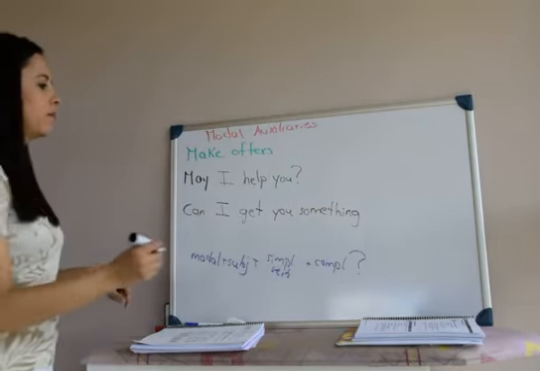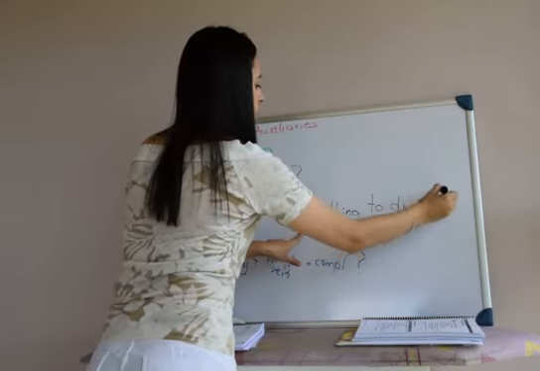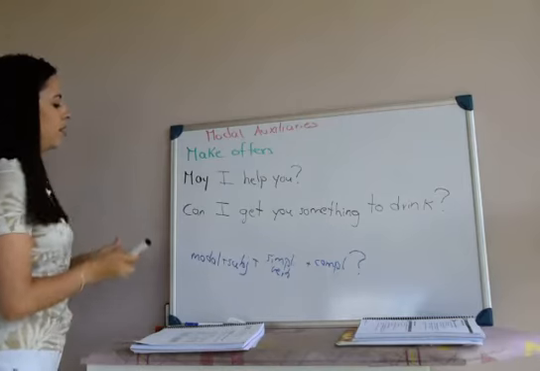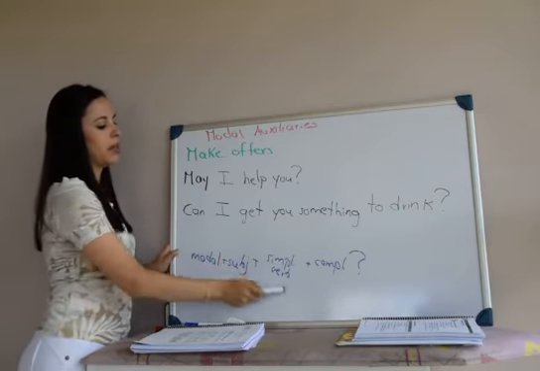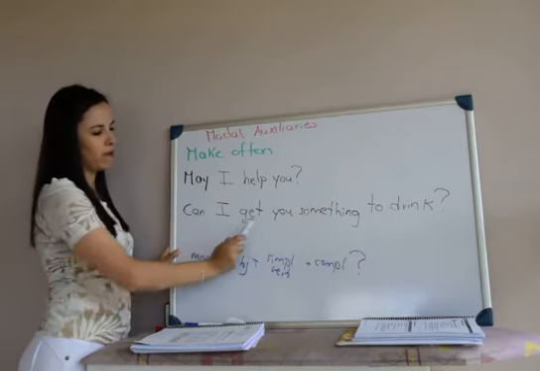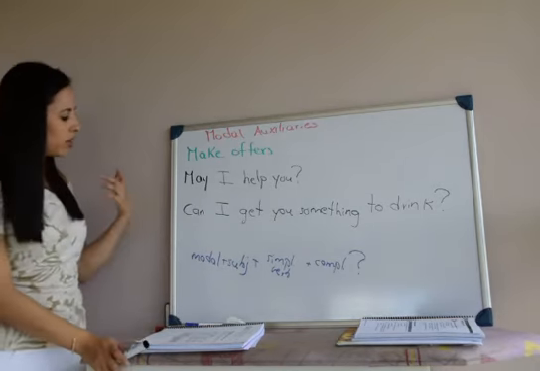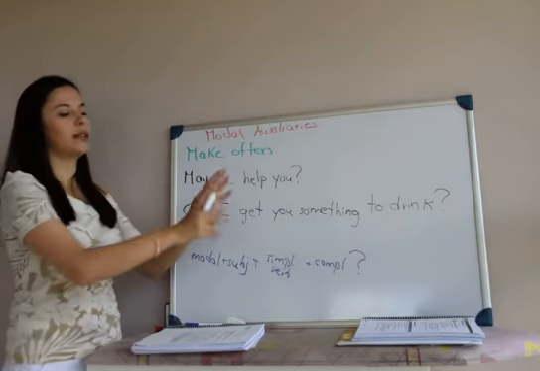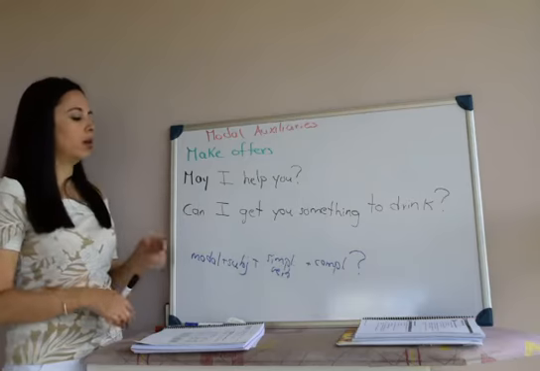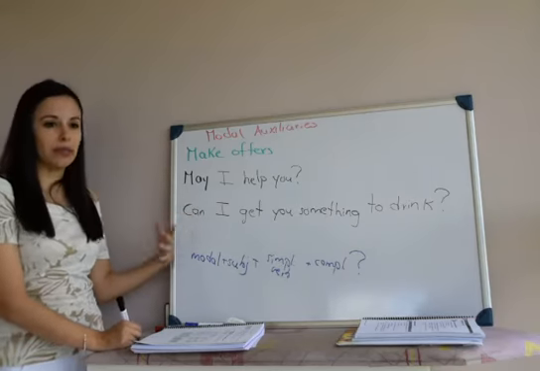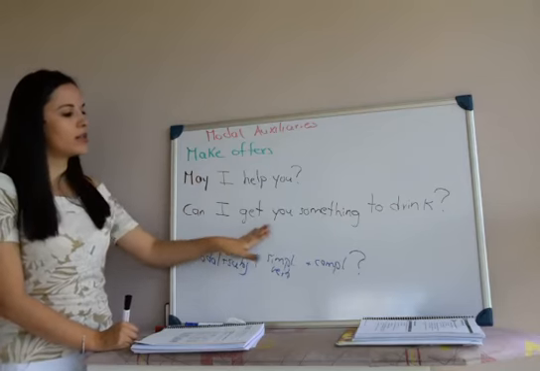That is a good example. Question mark. Modal, I have can. Subject, I. Simple verb, get. And we have a long complement: something to drink. So I want to offer this person something to drink. Let's say that I want to offer a Coke. But I need to ask if that person wants to drink a Coke. So I use, can I get you something to drink?